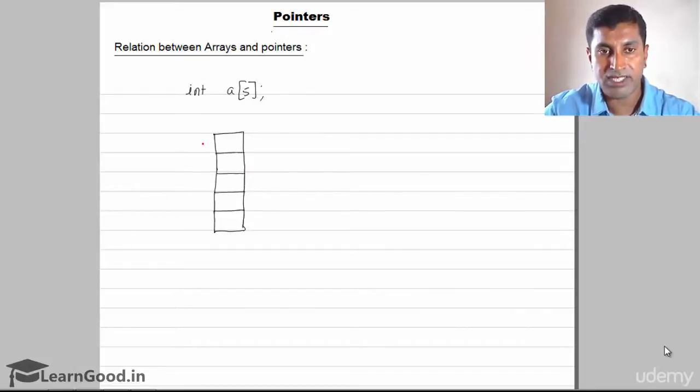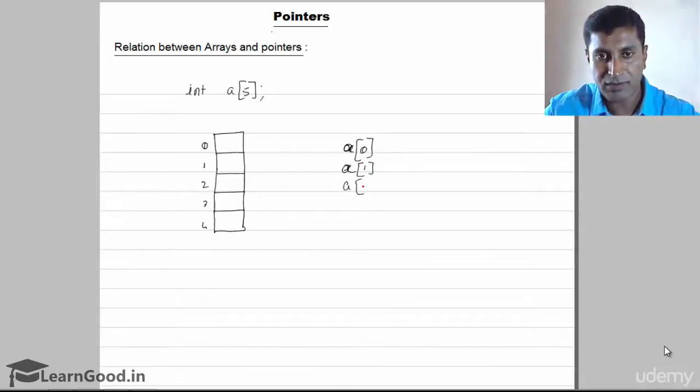Each and every location is identified by a unique index number starting from 0. So 0, 1, 2, 3, 4. We refer to the first location by giving a of 0. The second location is a of 1, the third location is a of 2, and in the same way a of 3 and a of 4.